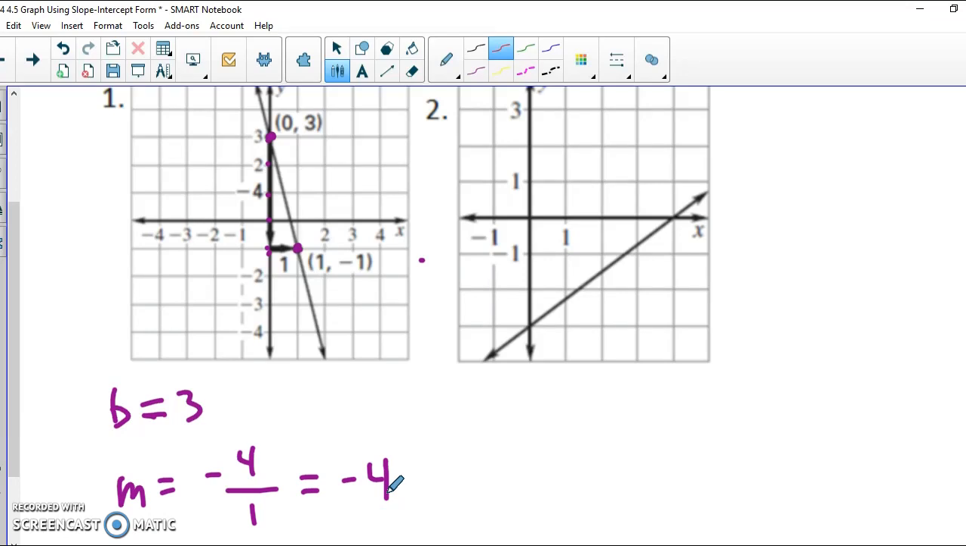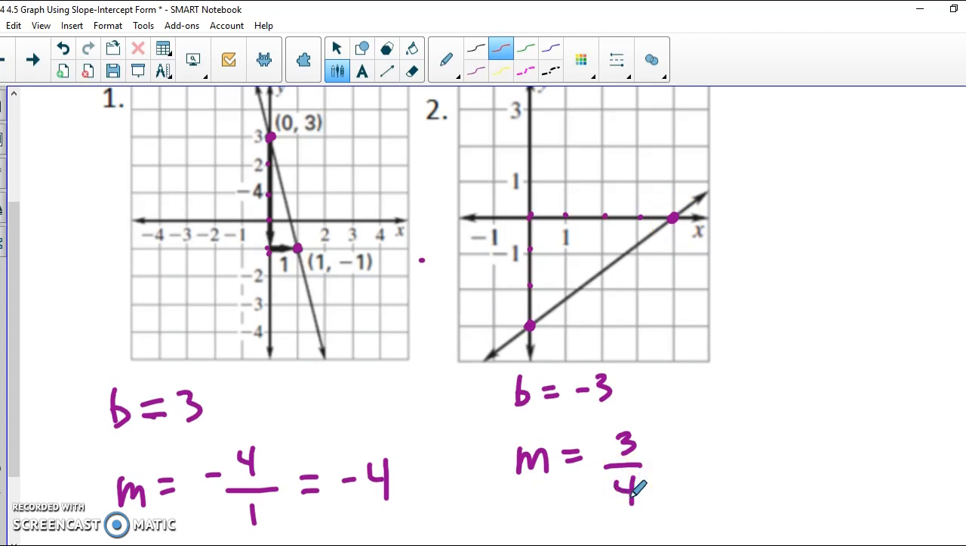Let's try the same thing on number 2. First, let's find our y-intercept. This time the point's not labeled for us, but I can see on my scale that I'm counting by ones, so this would be a y-intercept of negative 3, and from this point I can count my rise and run to the next point on my graph. So from my y-intercept I'm going to rise a positive 1, 2, 3, and I'm going to run a positive 1, 2, 3, 4. So my slope in this case would be 3/4.